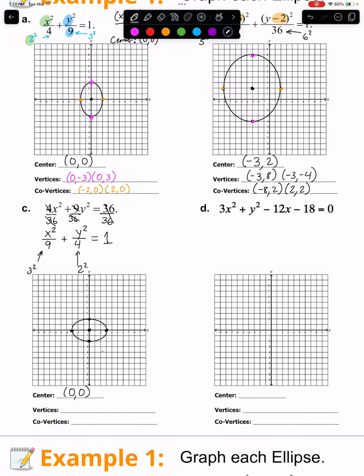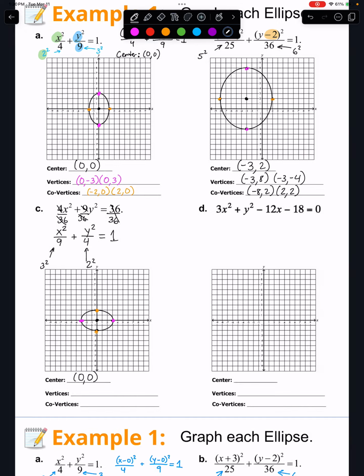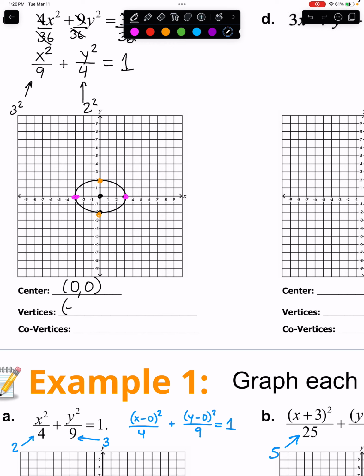An ellipse. And my vertices, once again, are going to be on the longer side, and my co-vertices are going to be on the shorter side. So my vertices here are going to be (-3, 0) and (3, 0), and my co-vertices are (0, 2) and (0, -2).